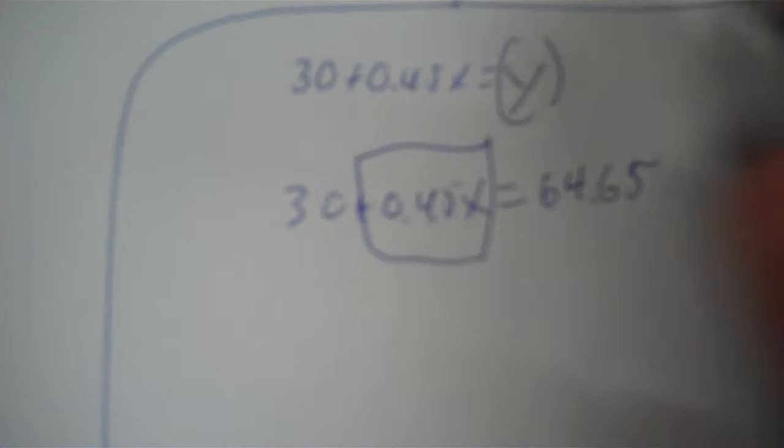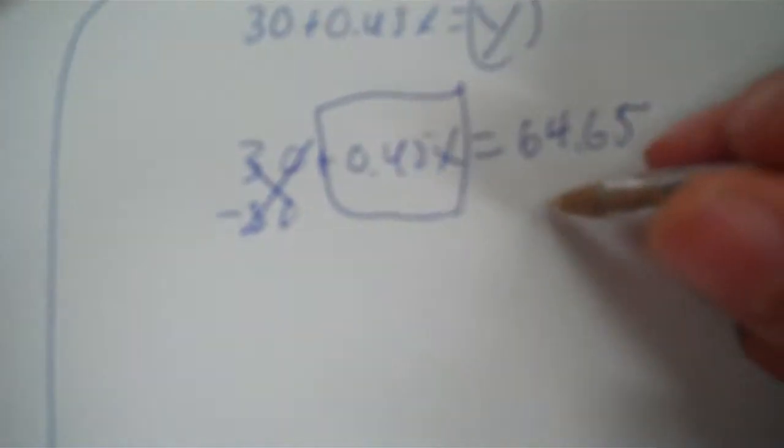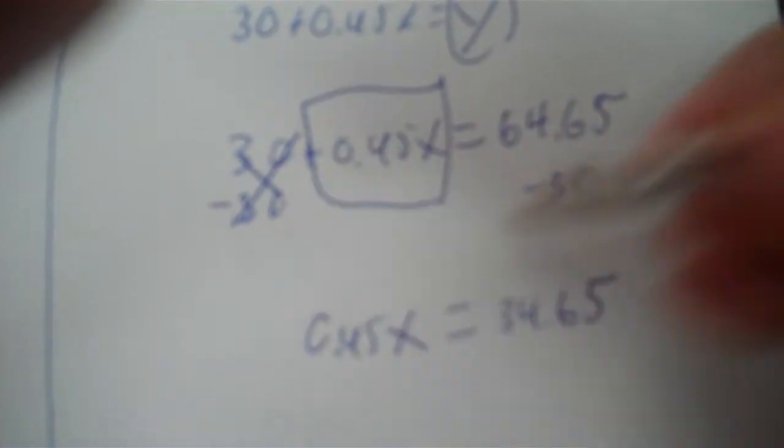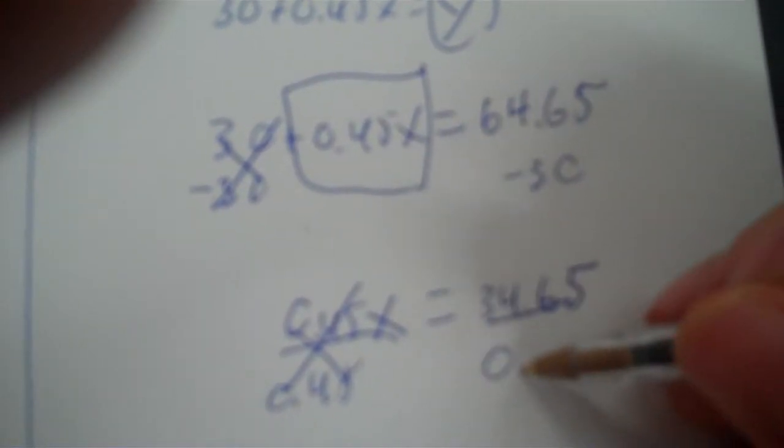Okay, so then we're going to take 30 away from both sides. That's going to be $34.65. And then we get 0.45x. Okay, now we divide by 0.45. Remember, I know this seems kind of basic for Algebra 2, but remember to get the decimal in there. 34.65 divided by 0.45, and that gives me 77. So 77 movies. Okay, that one's pretty easy. Then these get harder.